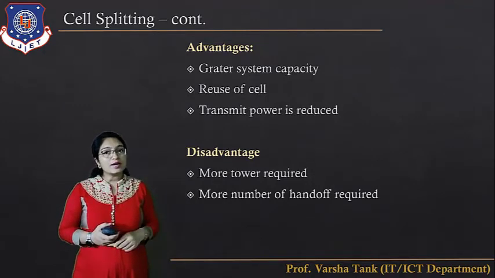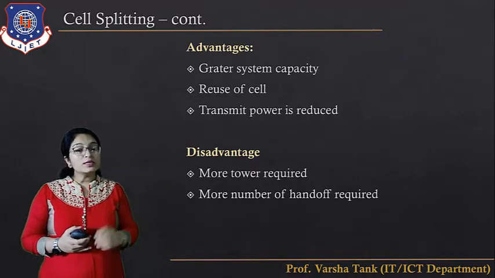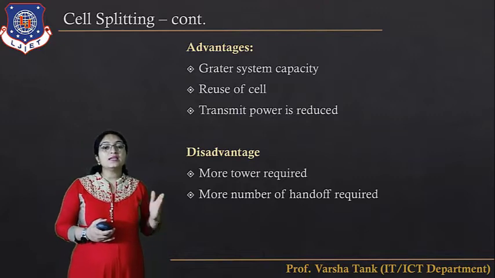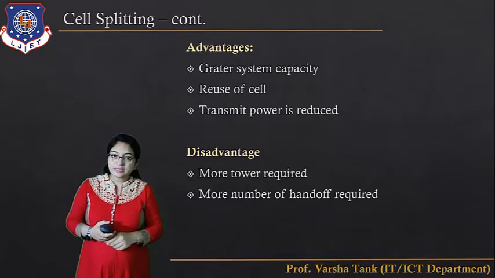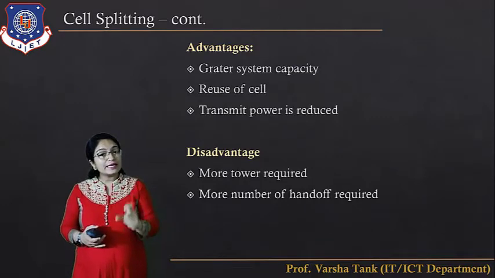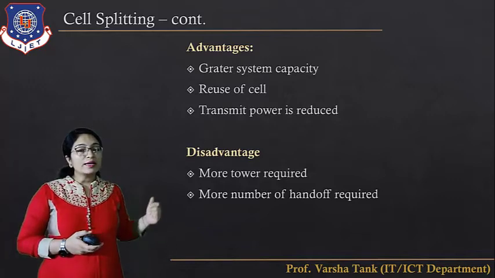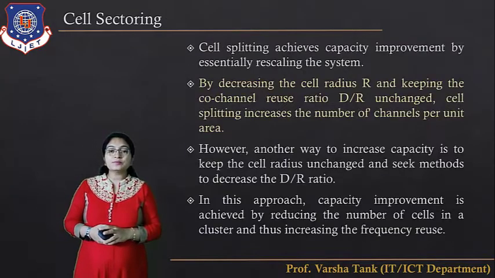Then what are the disadvantages of the cell splitting? So more towers are required, because we are splitting the cell, and in each and every cell we require one base station. Then more handoffs are required, because we are splitting the cell, so handoff is also increased. So these are the advantages and disadvantages of this cell splitting.